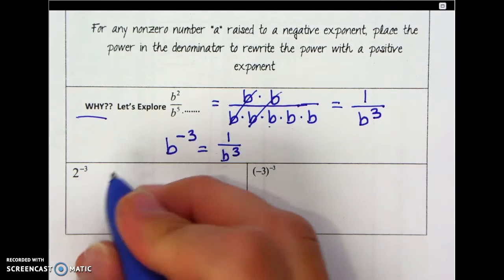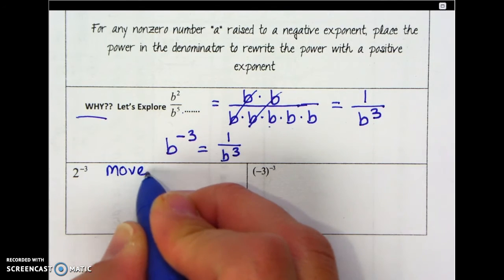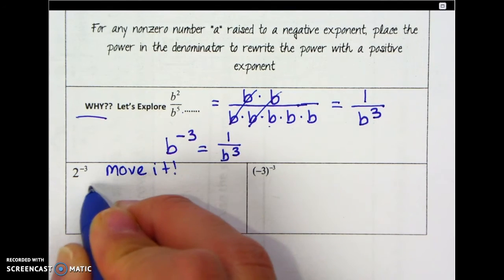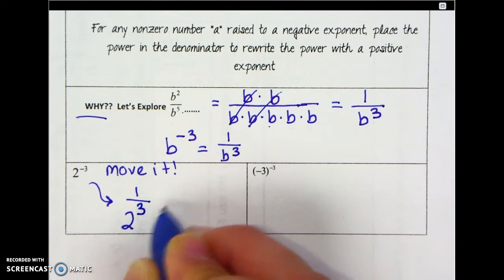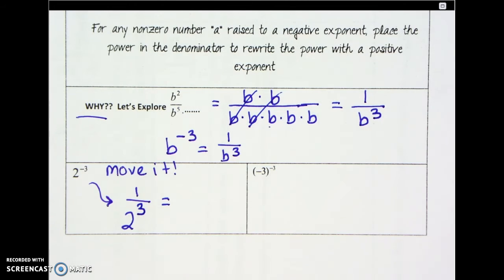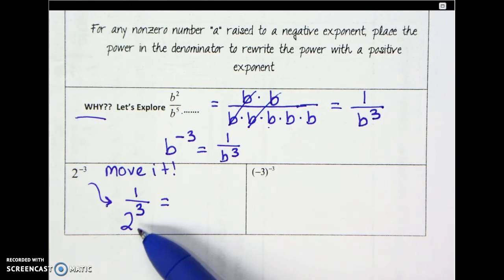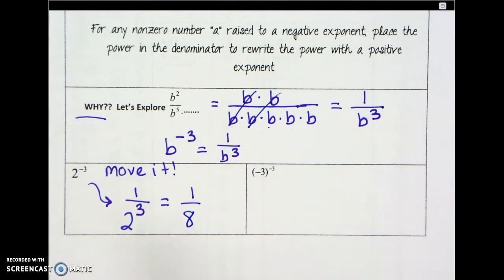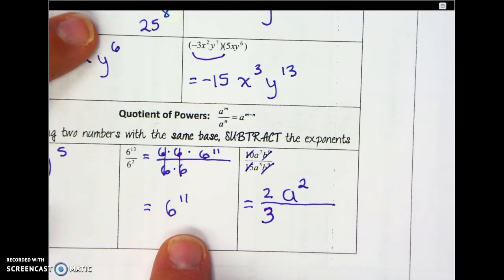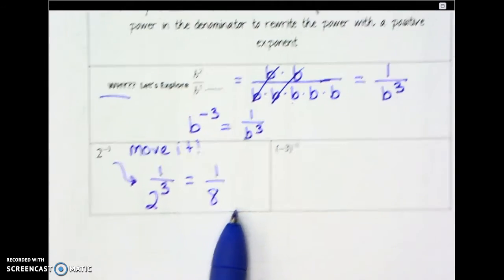2 to the negative 3, what do you say? Move it. I like to move it. 1 over 2 cubed. And then I ask you, do you know what 2 cubed is? You're going to say, yeah, of course I do. It's 1 over 8, right? How come we didn't do that over here? Do you know what 6 to the 11 is in your head? Nope, I don't either. So we just left it. But if you know what the answer is, write it down.